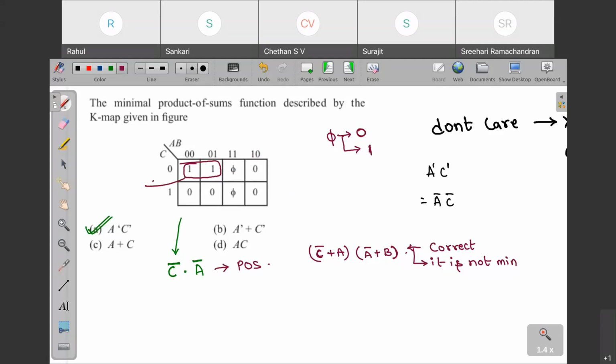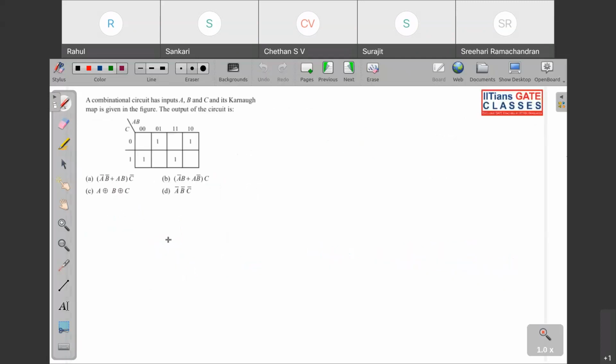If I write the min term for this, C equal to 0 means C complement. And out of AB, what is common? A equal to 0 is common. So again, you can see you are getting the same thing using SOP and POS. Okay, so option A is correct.